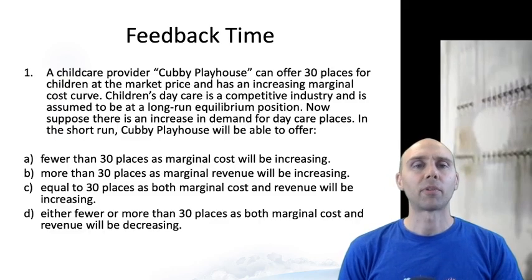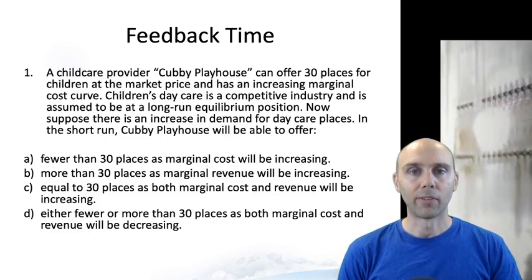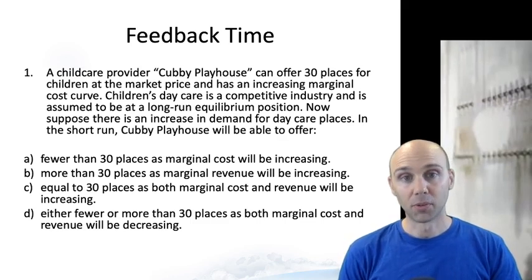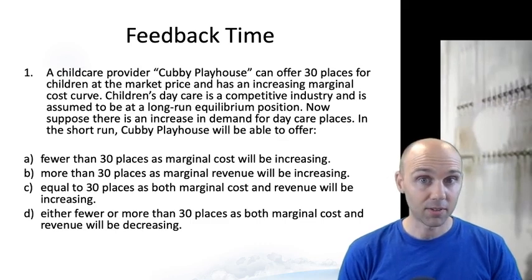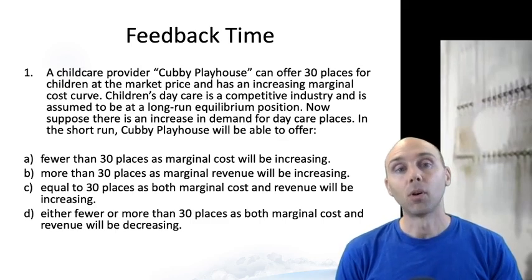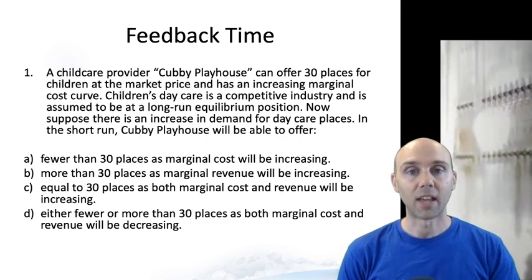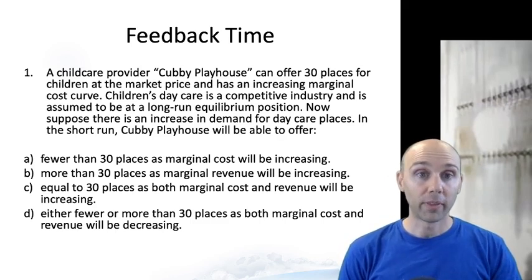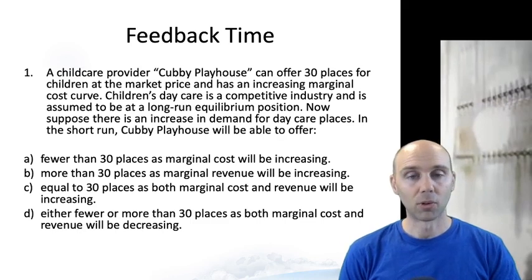A childcare provider, Cubby Playhouse, can offer 30 places to children at the market price and has an increasing marginal cost curve. Children's daycare is a competitive industry, don't I know it, and is assumed to be at a long-run equilibrium position. Now suppose there is an increase in demand for daycare places.